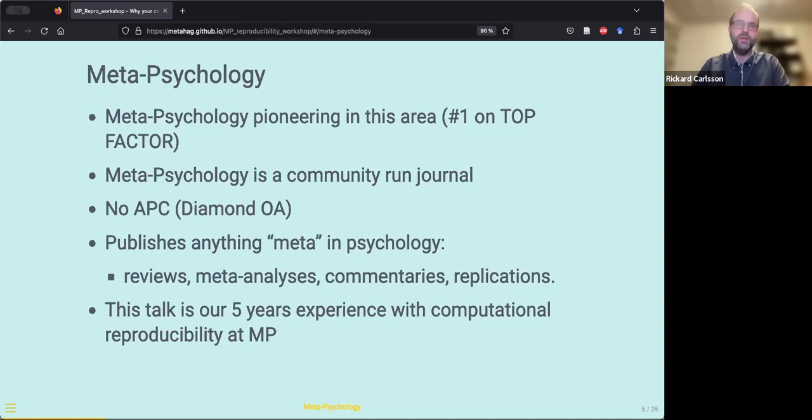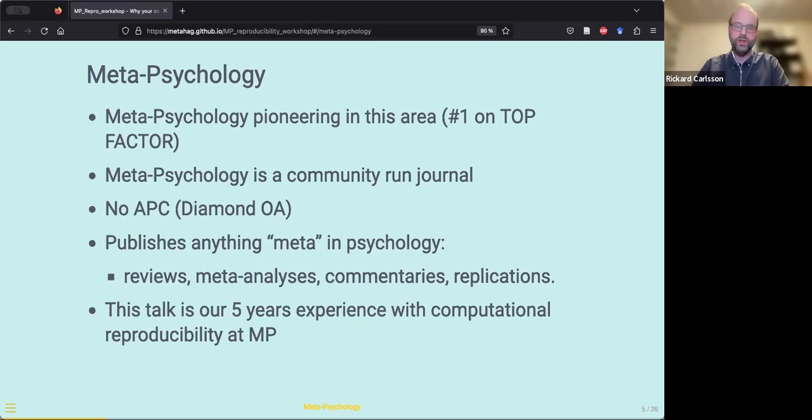Because of this ambition, we are pioneering in this area of openness and transparency, and we ranked number 1 on the TOP factor, the transparency and openness factor, at the Center for Open Science when they're reviewing journals. And we do this by being a community-run journal. We are not owned by any society. We're owned by our own editorial board, and we rely a lot on the community.